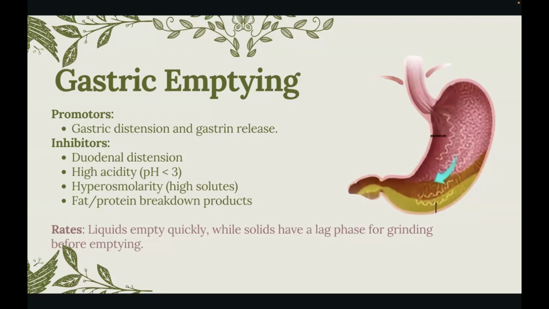So this is what the doctor means here. I know the wording is a bit weird. However, she means that if the fat and protein is not broken down properly, this will inhibit the gastric emptying. Because we want the HCl and the pepsin to break it down really properly before it comes to the duodenum.